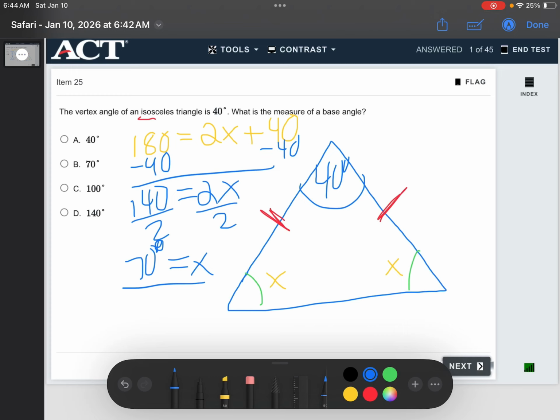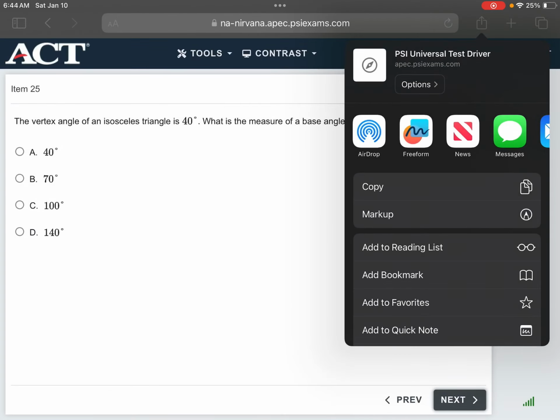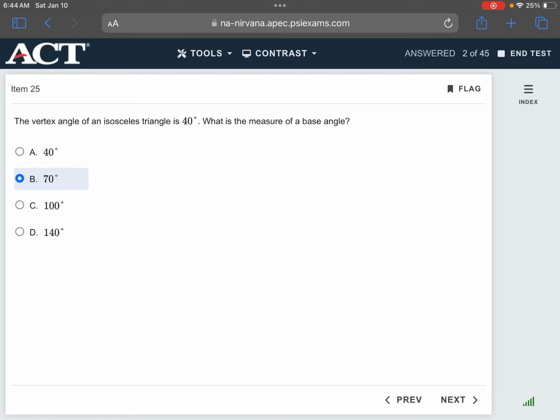Now careful, because notice choice D has 140 degrees. A lot of times on the ACT, they'll have an answer choice that's part of the way to get to the correct answer, right? So when we subtract that 40, we got 140. You're taking a test, you're stressed, there's a time limit, and you see 140, and you have 140, and so you just select that one. So just don't fall into that trap, and you will be okay. Right, so we said 70 degrees.